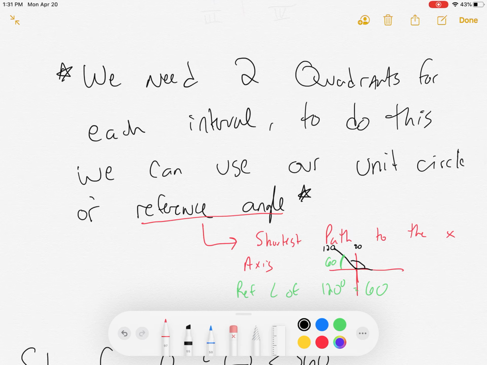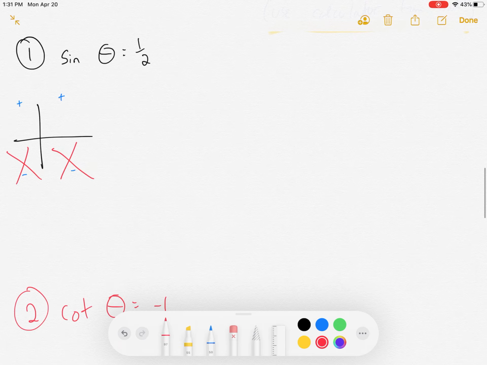Okay, two different ways to do this. First thing we can do is use our unit circle. This is asking, where is sine equal to 1/2? If you look at your unit circle, you should know that sine equals 1/2 at 30 degrees. That would be right here.